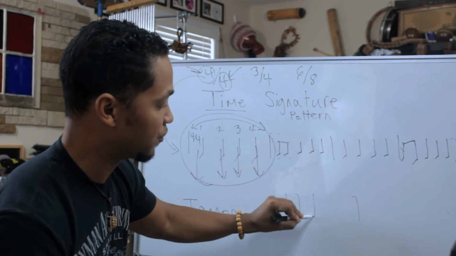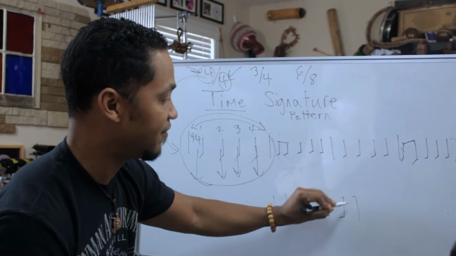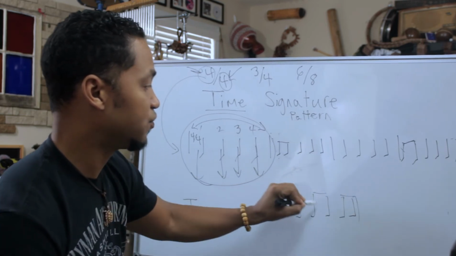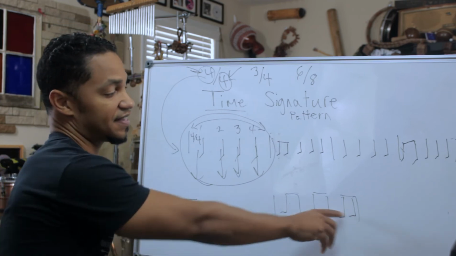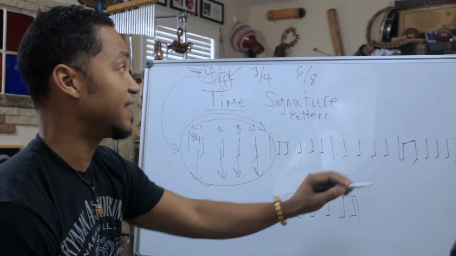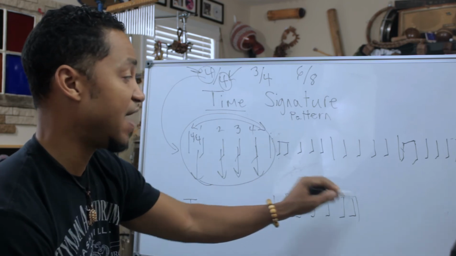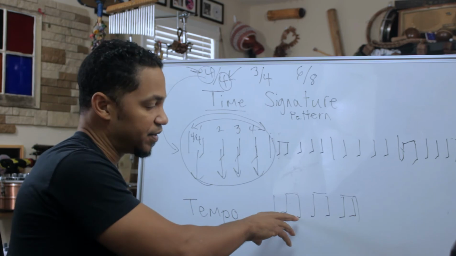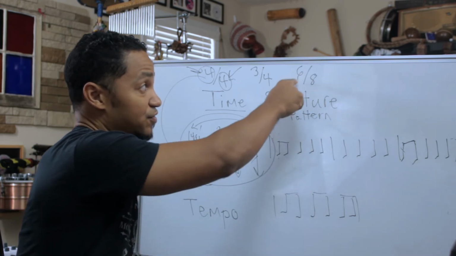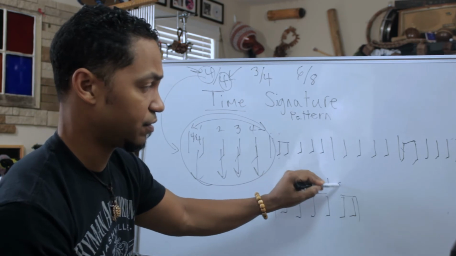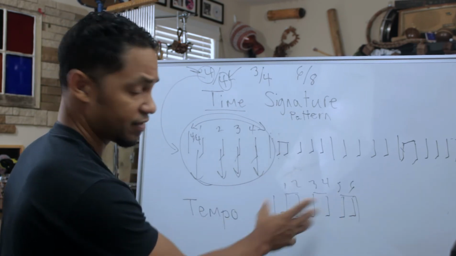1, 2, 3, 4, 5, 6. But guess what? 1, 2, 3, 4, 5, 6. Six eighth notes. Boom. Or you could, depending on where you count it, like in a waltz type feel or not. But you have six eighth notes. You got six notes. There's six notes in this bar, this measure.